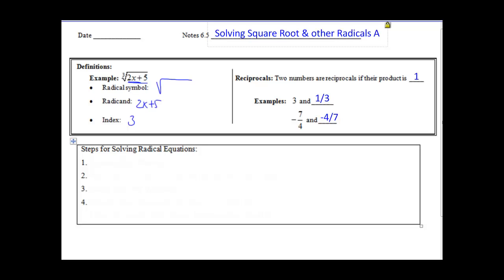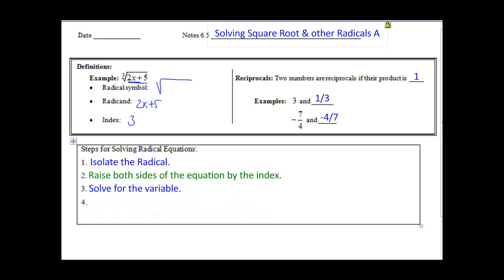Okay, so 4 steps. When we solve radical equations, the 4 steps are: 1. We first need to isolate the radical, or if we have 2 radicals, one of them has to be isolated. Meaning we cannot have a number being multiplied, and we hopefully don't have anything added or subtracted. 2. We need to raise both sides of the equation to the index. So if the index is 3, like our example, we're going to raise it to the 3rd power. If it's a 2, we're going to raise it to the 2nd power.